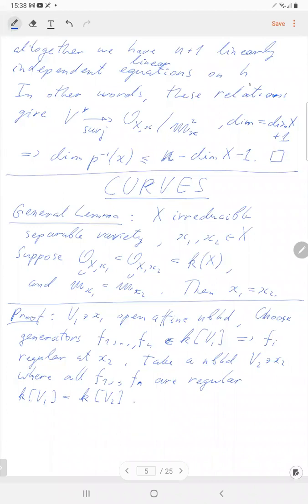Okay, now the intersection V1 intersected V2 is the spectrum of their product, regular functions on V1 times regular functions on V2. But we know that regular functions on V1 are contained in regular functions on V2, and so this is just the spectrum of regular functions on V2.